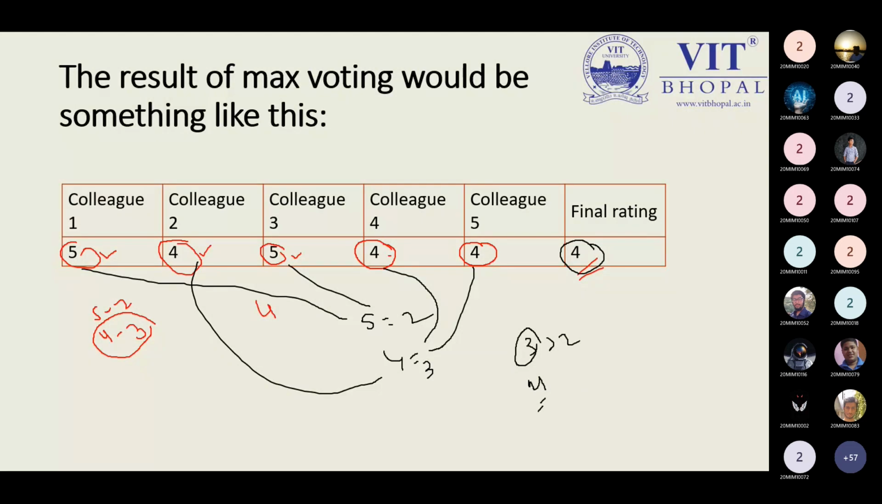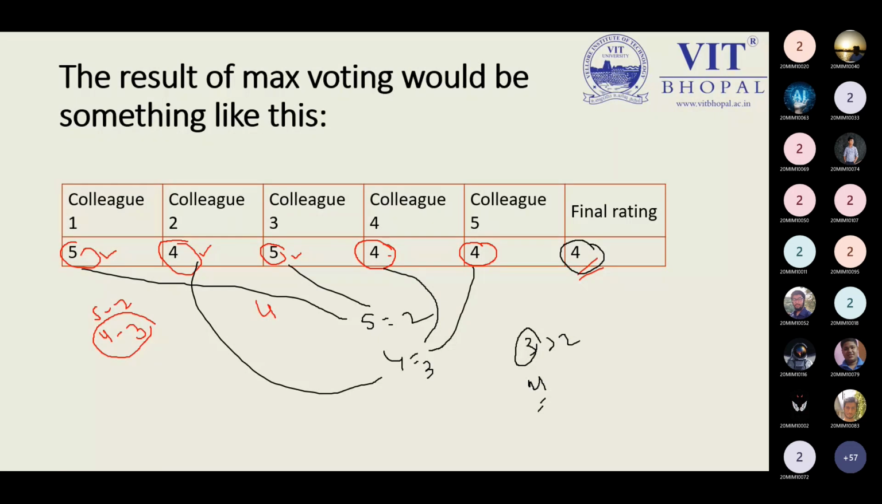Colleague 1 gives a rating of 5, colleague 2 gives 4, colleague 3 gives 5, colleague 4 gives 4, and colleague 5 again gives 4. So 5 comes two times, and 4 comes thrice. So our final movie rating will be 4. This comes from the maximum voting technique.